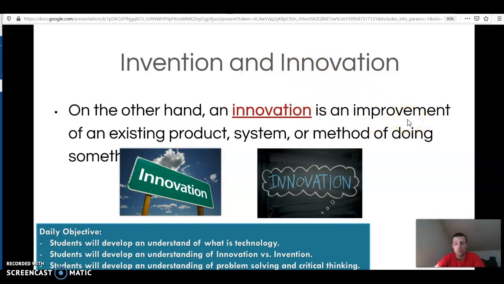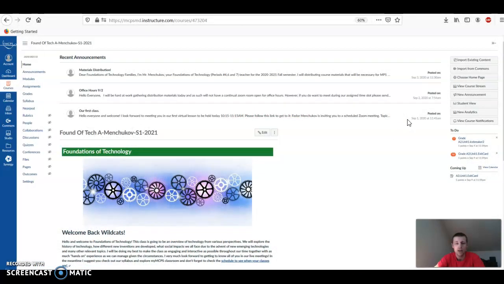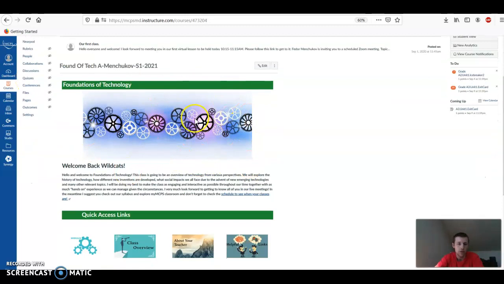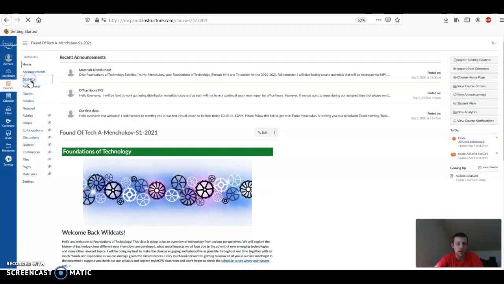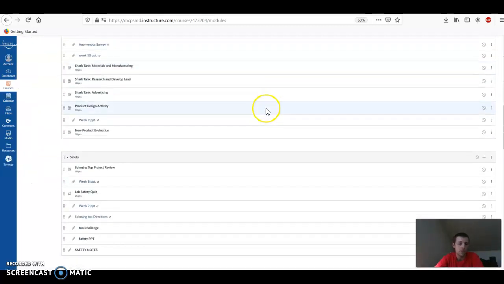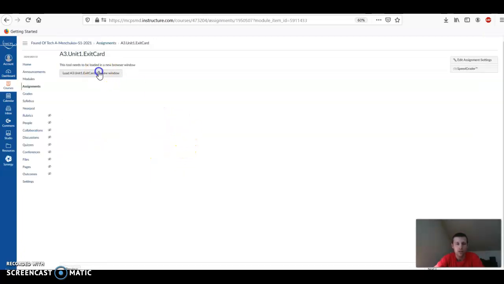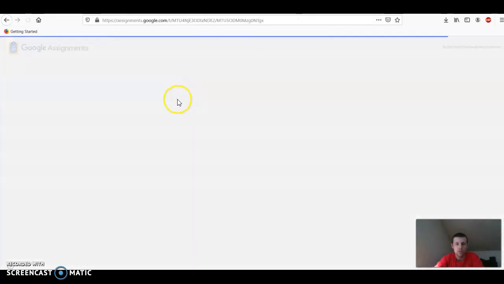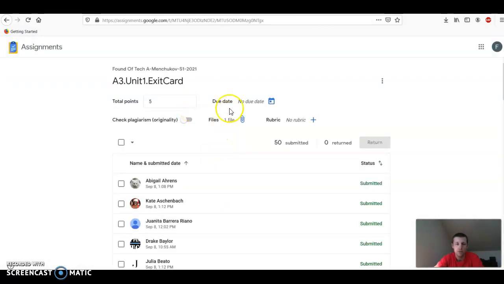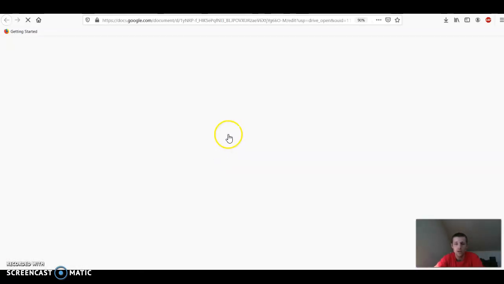Now, after this point in class, we do have a small assignment. So please go ahead and make sure you complete this if you didn't get a chance. It is located on our course page, inside modules, scrolling all the way down to week 2, and labeled assignment 3, unit 1, exit card. Please make sure you check this out. It is a short 3-question thing, very, very easy, nothing too crazy.